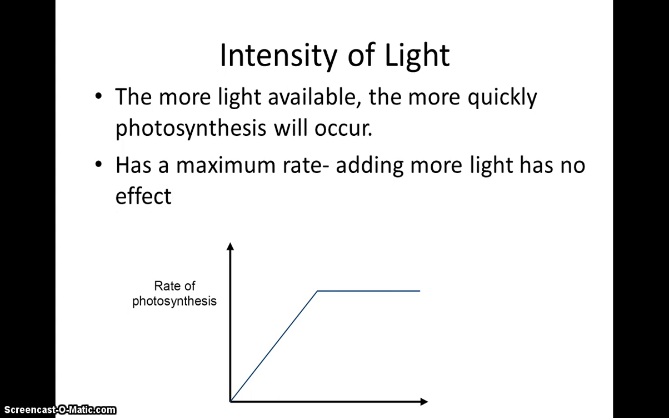This makes sense because we have to excite the electrons in the photosystems, and that's pretty straightforward. You just have to excite the electrons. The problem here is if you get too much light, it's not going to make photosynthesis any better, because it will eventually reach what's called a maximum rate, where adding more light is going to have no effect on photosynthesis. It's not going to make it go any better.